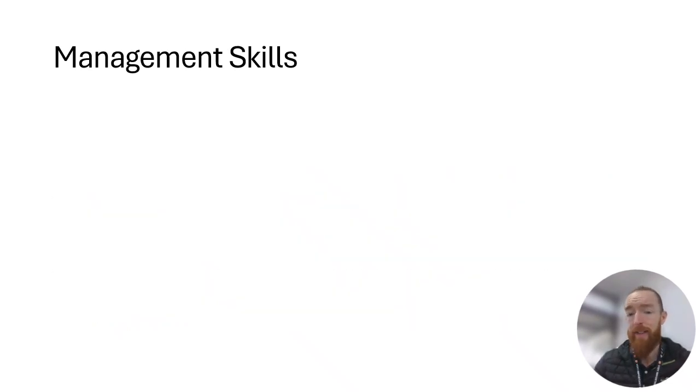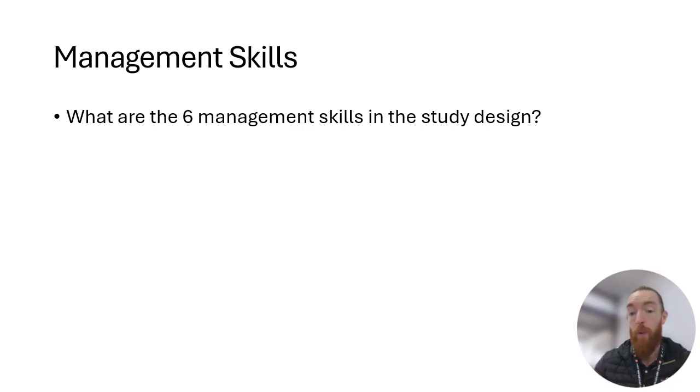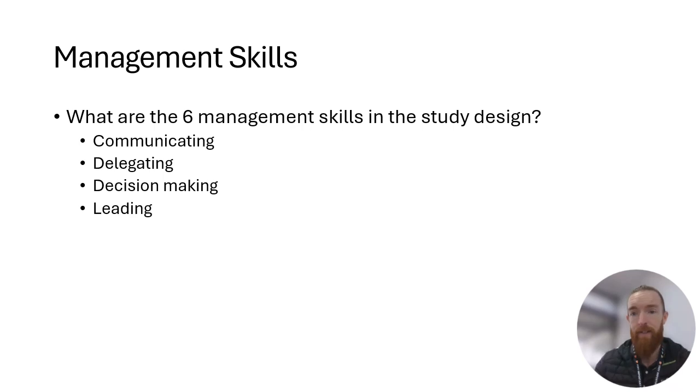All right, next we've got 6 management skills in our study design. What are they? I'm going to give you some time to think, but they are communicating, delegating, decision-making, leading or leadership, and interpersonal, as well as planning. So what do all of these mean?